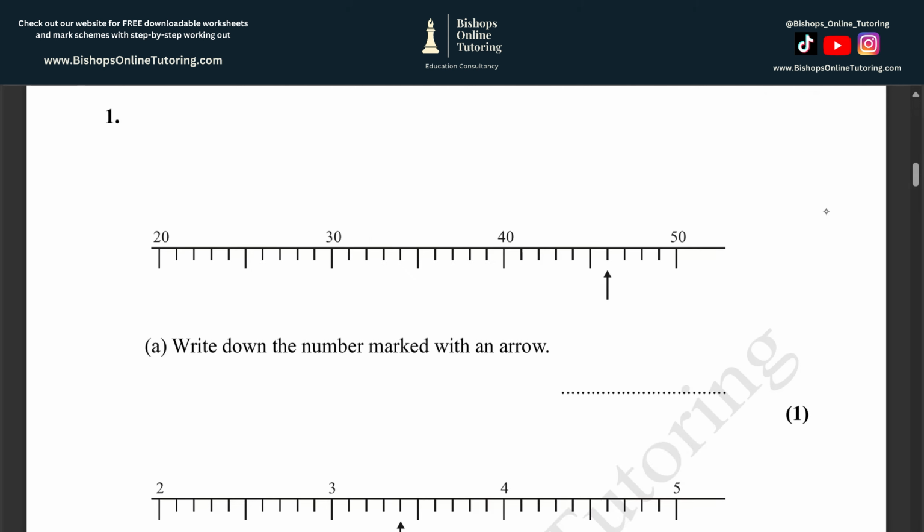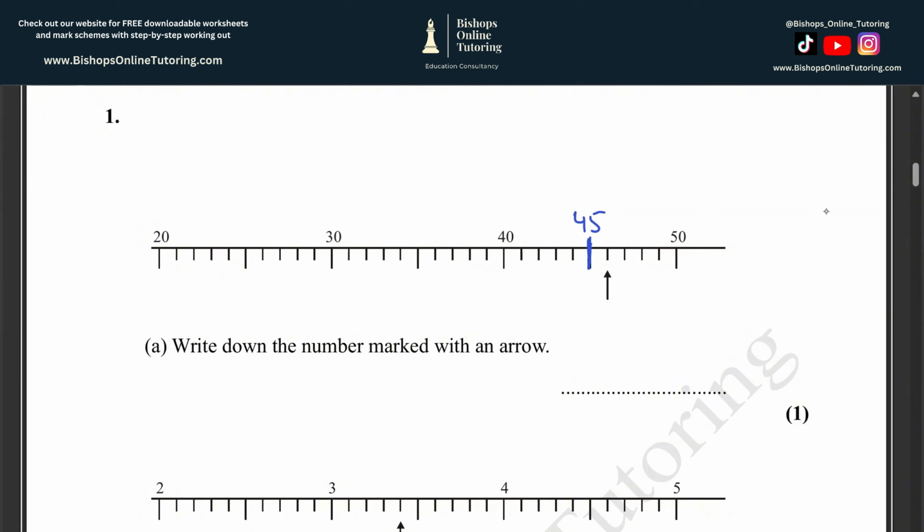Okay, write down the number marked with an arrow. So we can see that we've got 40 over here, 50 over here. We've got a bunch of different indicators and then one in the middle, which is clearly a little bit longer than the others. So we can imagine that this point right here is going to be halfway between 40 and 50, so that must be 45.